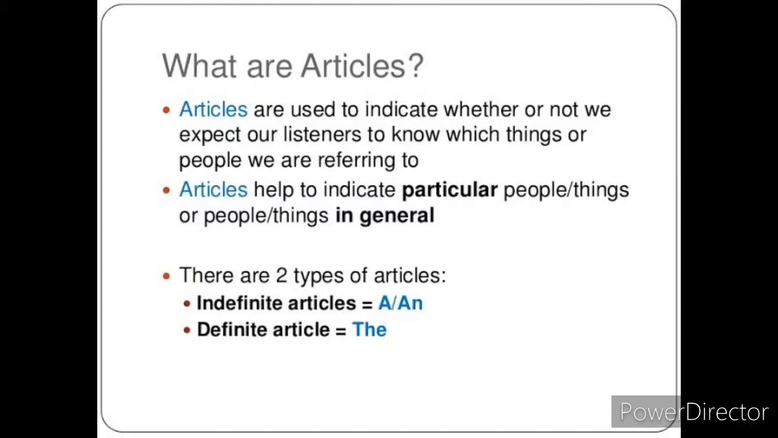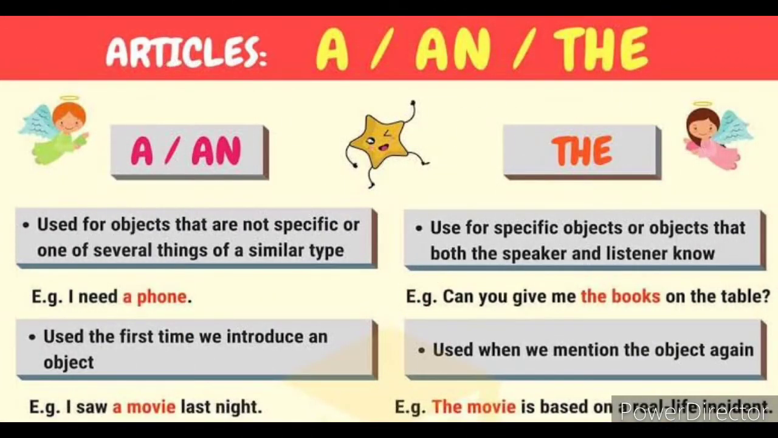Then articles help to indicate particular people or things, or people in general. So that is the way articles are used and they help to understand the thing which the person or the listener is referring to. Now let's see how the articles, that is definite article and indefinite article, are used. Look at the image carefully, children.